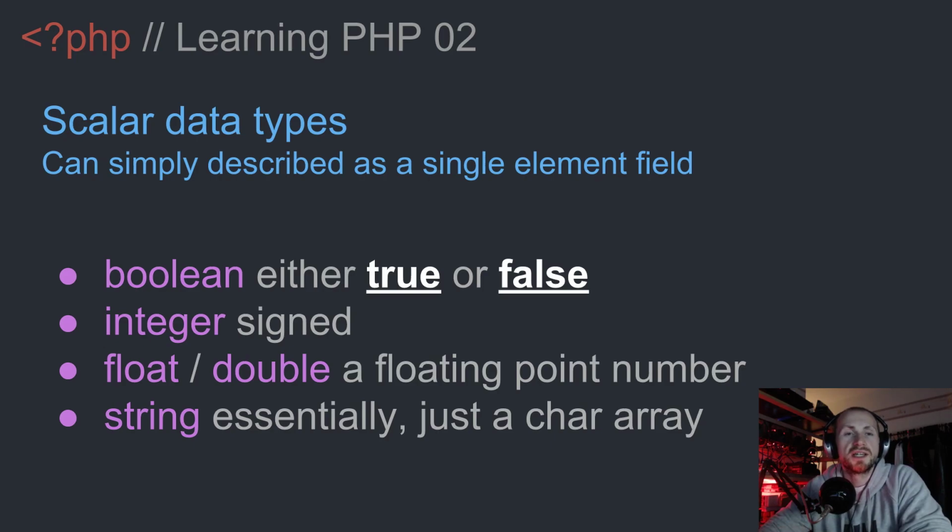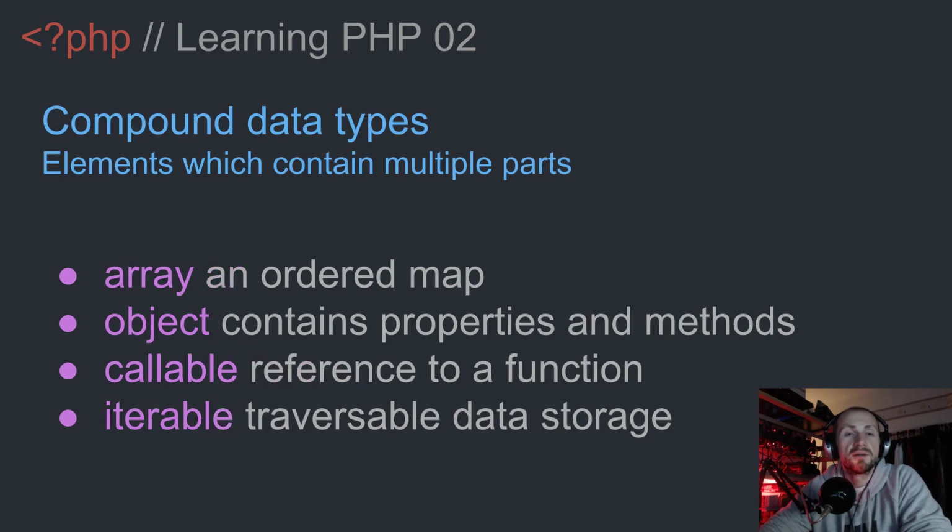So now we've covered scalar data types, let's move on to compound data types. Compound is essentially a little bit of the polar opposite of scalar, whereas scalar has a single field or single element value, compound elements contain multiple parts or multiple values. Now the first example of this is an array. Now an array is an ordered map within PHP. This is also referred to in other programming languages as a dictionary, or simply stated a key pair value data store. Now it can be treated as a zero index as well, which essentially a zero index is, say you have 10 numbers in a row.